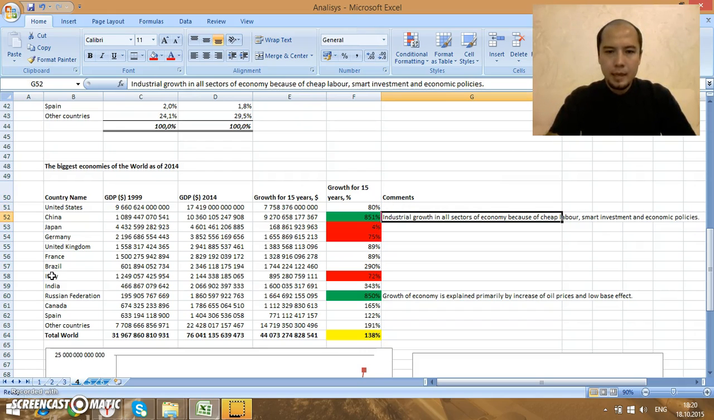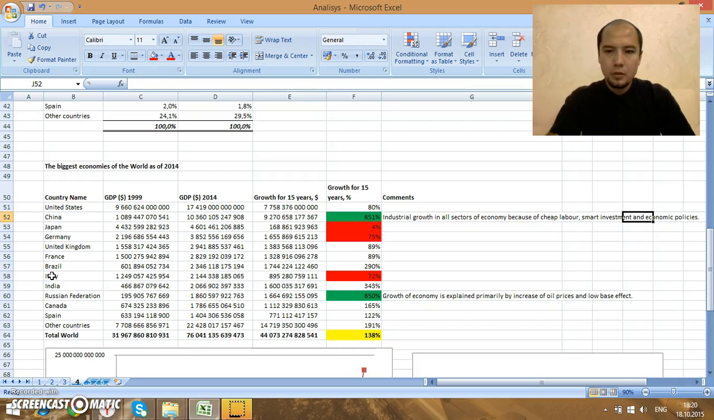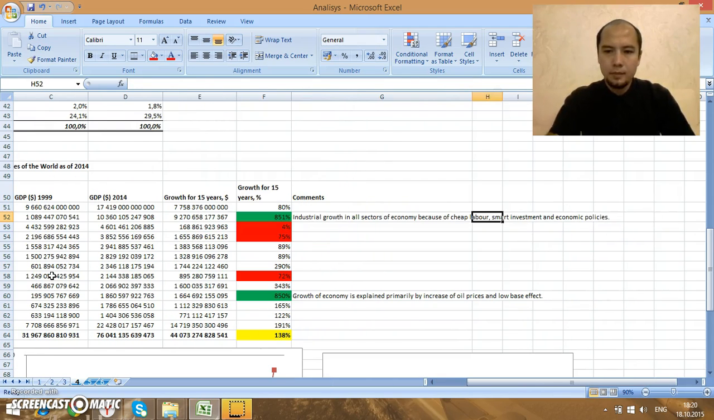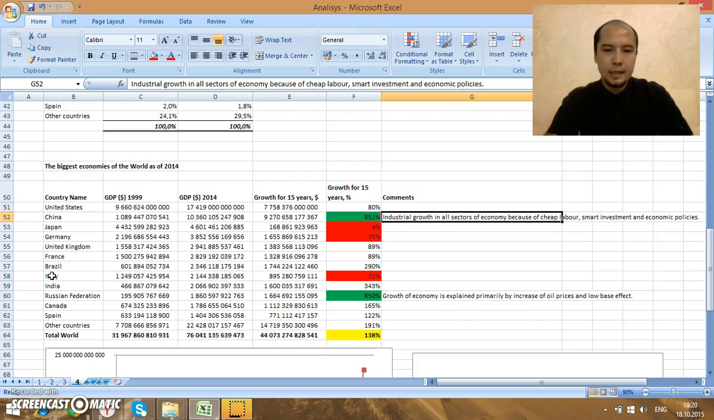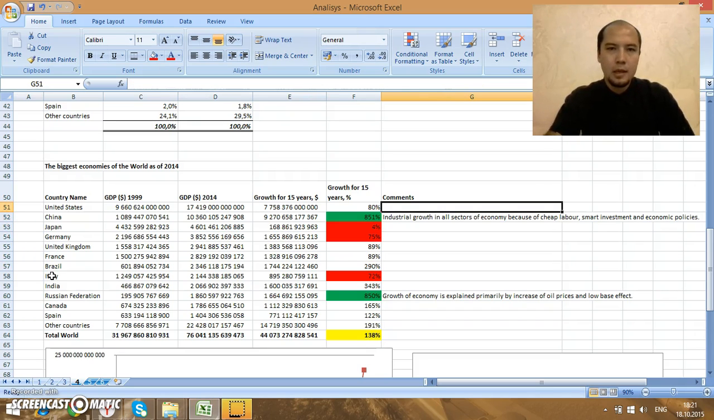And you can see the comment: industrial growth in all sectors of the economy because of cheap labor, smart investment and economic policies. It's my opinion, and it is not only my opinion, that growth in China was because of smart investment and economic policies and because of cheap labor. And some economists say that there is no longer much cheap labor in China, and some economists say that people should look at Africa as the place where very cheap labor can be found.